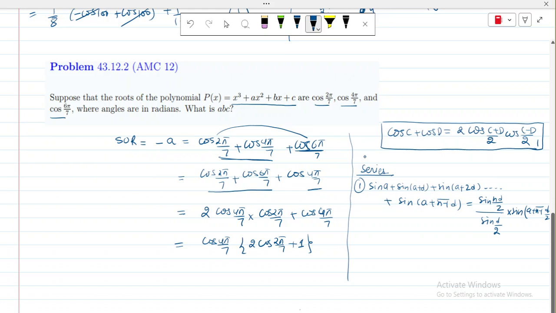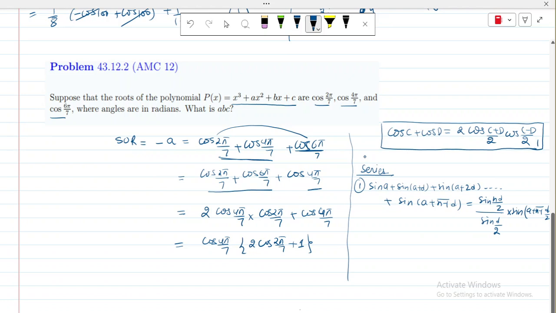So again I'll write this formula. If you have this type of sum, you'll be getting sine n times d divided by 2, whole divided by sine d by 2, and now multiply sine of what? You'll be getting the same thing, the last term, है ना? So the last term is what? A plus n minus 1, but you will have d by 2 here, that's it. Getting my point? So the same formula you'll have in cos also.